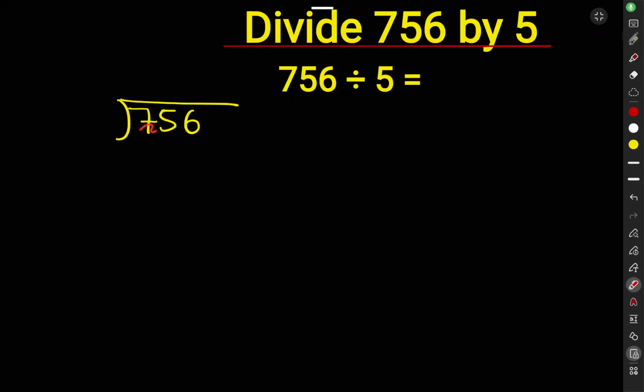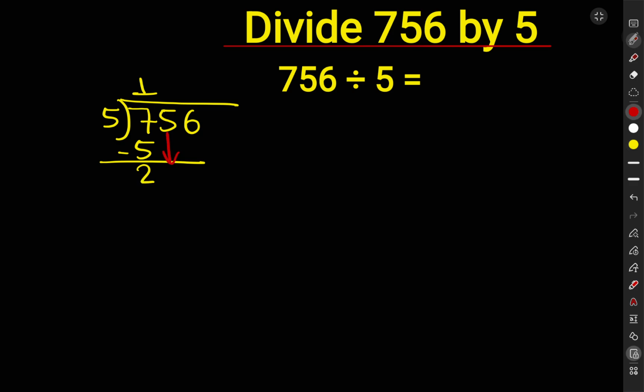Here we divide 756 by 5 in a long division method. 5 times 1 is 5. On subtracting we get 2.